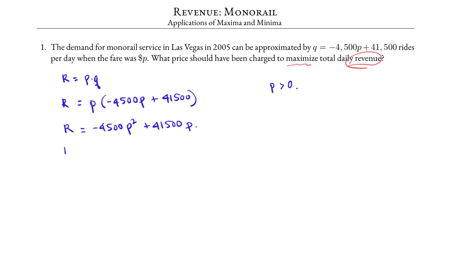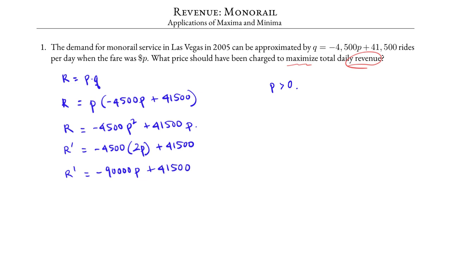Next, we will find any critical point by taking the derivative of the revenue function. Negative 4,500 is the constant multiple, so we would rewrite this. The derivative of P squared is 2P. The derivative of 41,500P is 41,500. And so the derivative R prime equals negative 9,000P plus 41,500.